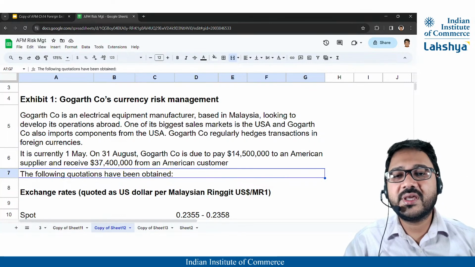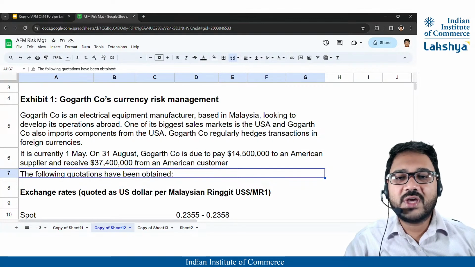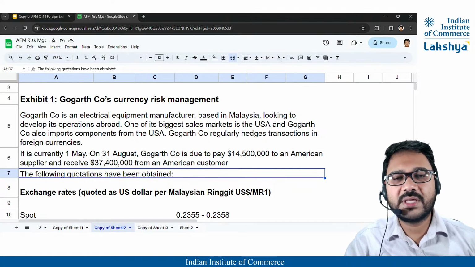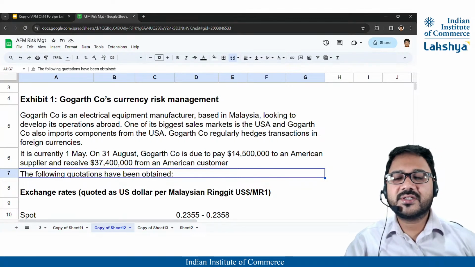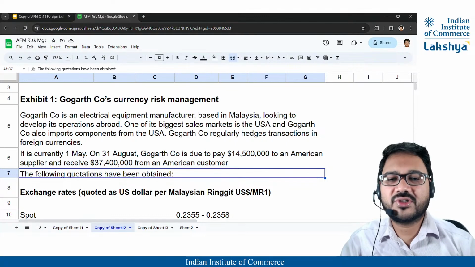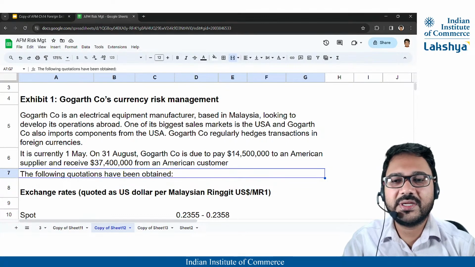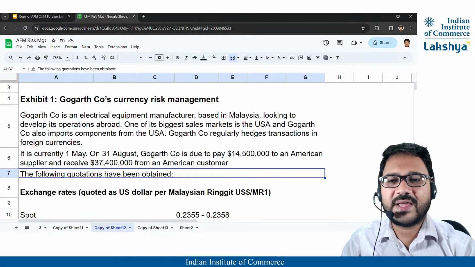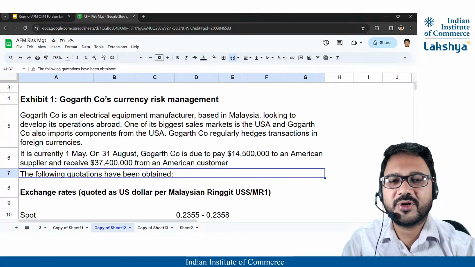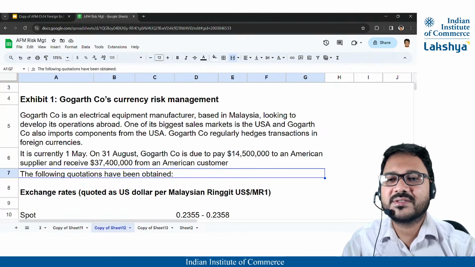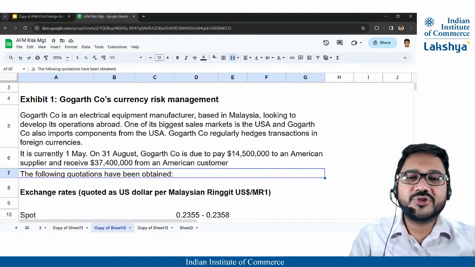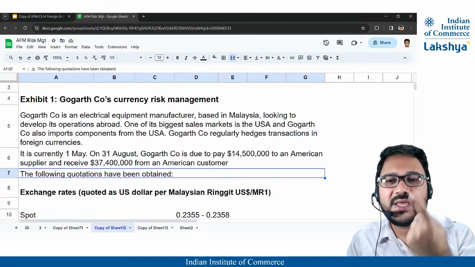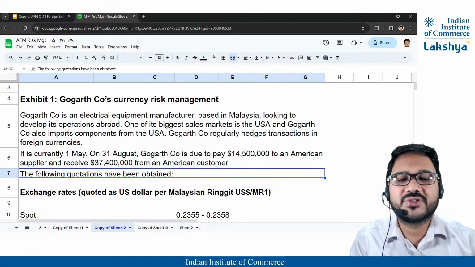So right off the bat, we can clearly see that we are based in Malaysia and we do transactions with the US a lot. We have both imports as well as exports. Currently it is 1st of May, and on the 31st of August we need to pay 14.5 million and we are to receive 37.4 million. So we can net these off, and our net exposure is 37.4 minus 14.5. We are to receive the net amount on the 31st of August, after 4 months: May, June, July, August.